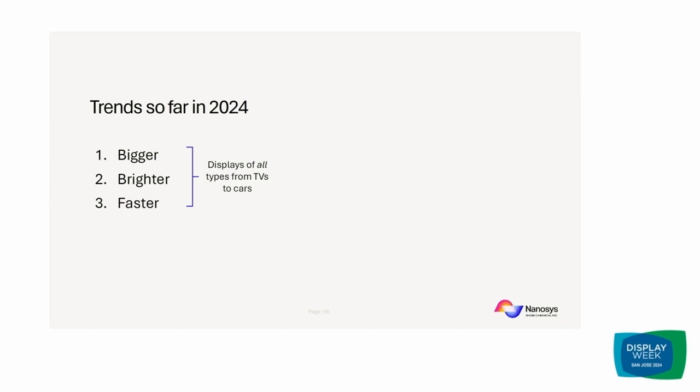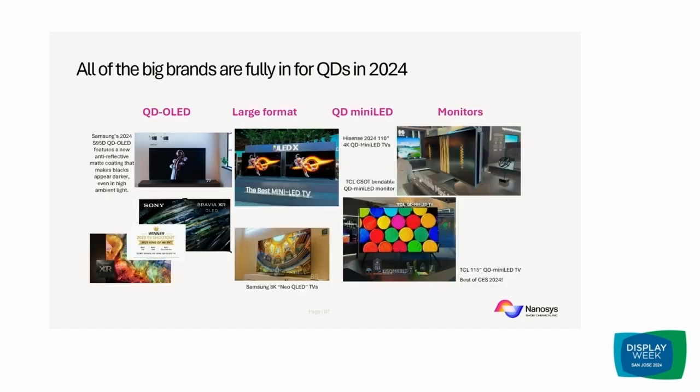So trends seen so far in 2024, everybody is moving to bigger, brighter, and faster displays. And this is true across a lot of different formats, TVs and cars. In terms of some of what's been highlighted already, in terms of displays that came out with quantum dots, some of the big trends that we've seen so far have to do with quantum dot on OLED, which I described earlier as a technology. You can see Samsung's newest television that came out in this line. This is their QD-OLED. The new advance this year has to do with the reflective coating that's out there.